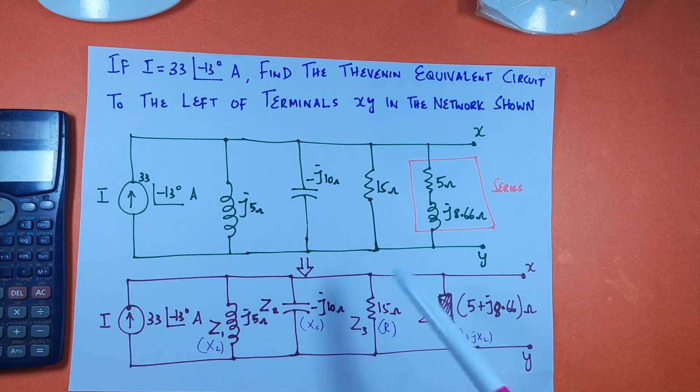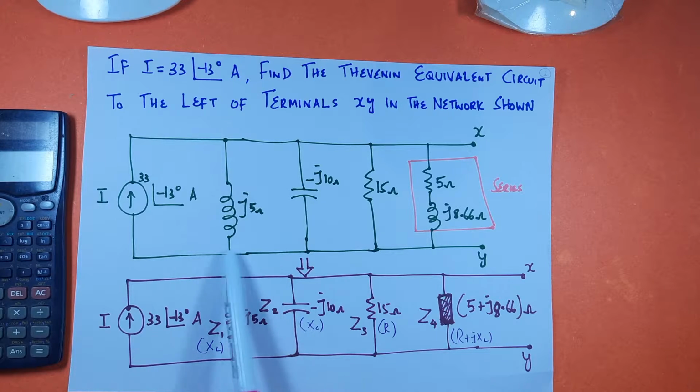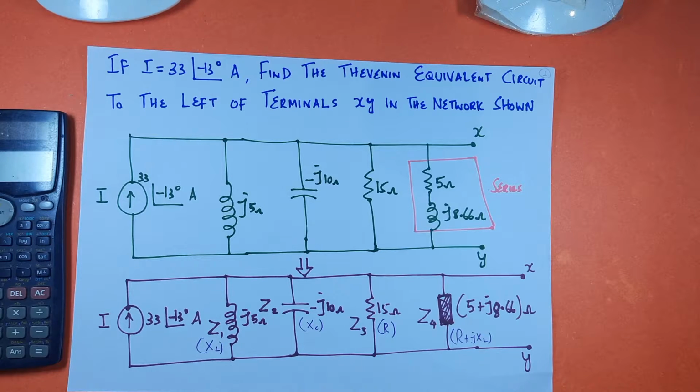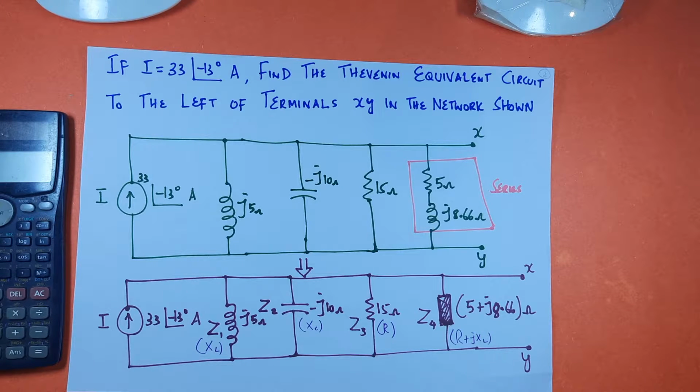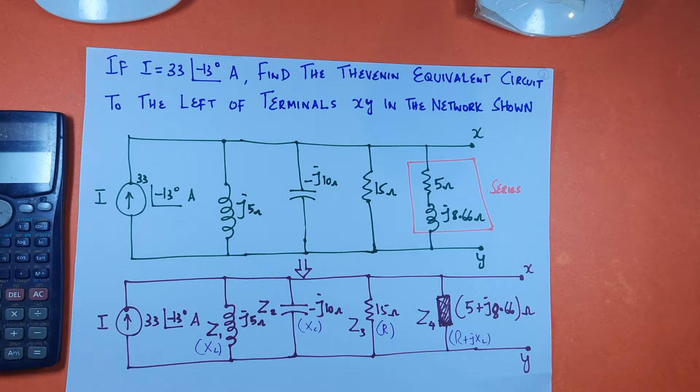So now I can redraw the circuit. Just these two are in series, I can combine together. So this is the inductor, that is inductive reactance, the impedance I mark Z1. Impedance associated with this, which is nothing but capacitive reactance, I call Z2. And this is the impedance Z3, which is nothing but resistance 15 ohm. So this is Z4, this is R plus jXL. Like this way, we have converted our circuit.